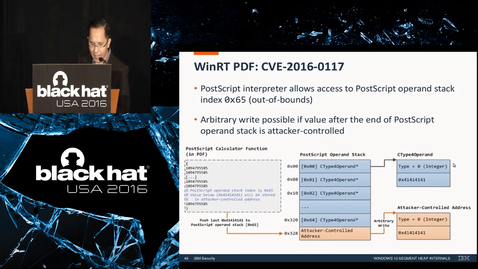Now for the vulnerability, the issue is that the PostScript interpreter fails to properly validate if the PostScript operand index is already past the end of the PostScript operand stack, wherein it allows the PostScript calculator function to push a value to invalid index 65 of the PostScript operand stack. Now, if an attacker is able to implant an attacker-controlled address right after the PostScript operand stack here, the attacker can perform a memory write operation to the attacker-controlled address, thereby an arbitrary write.